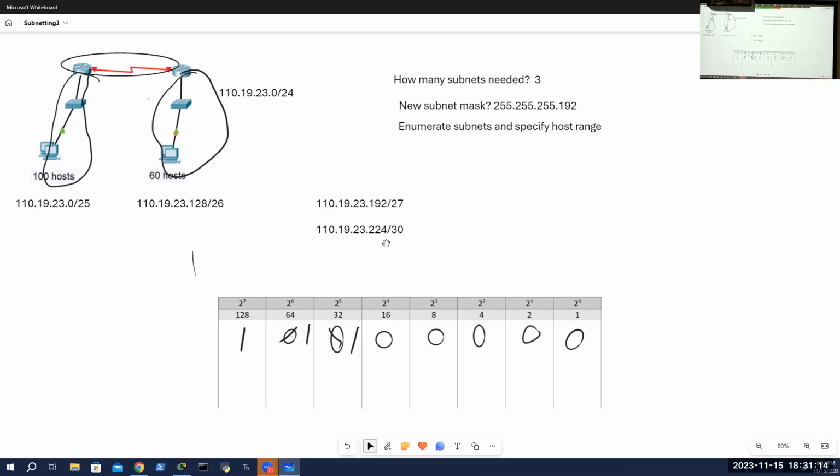We may not need that many. We could probably do this some more and make it /28 and whatnot. But for right now, we'll just do it like this. And then you can basically say, well, if we enumerate these, there's 8 networks created between a /27 and a /30, because it's 3 more bits, right?